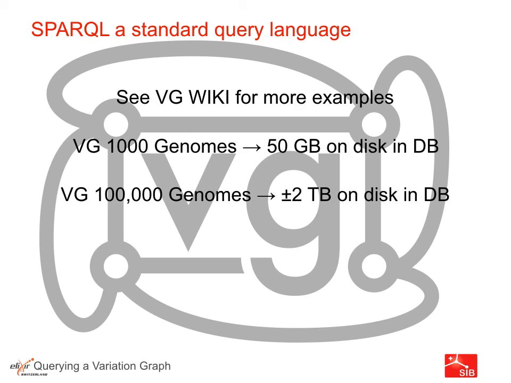For VG1000 genomes, I did some napkin math, and that shouldn't be more than 2 terabytes on disk in an existing database. And considering how much it costs to gather 100,000 genomes, 2 terabytes on disk is well within reasonable, available, and affordable capacity.